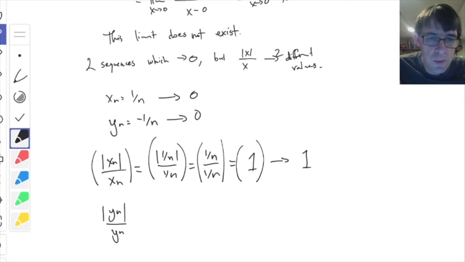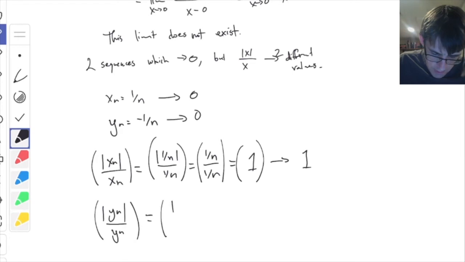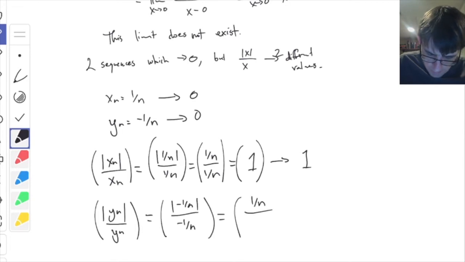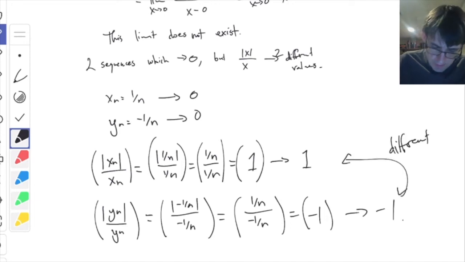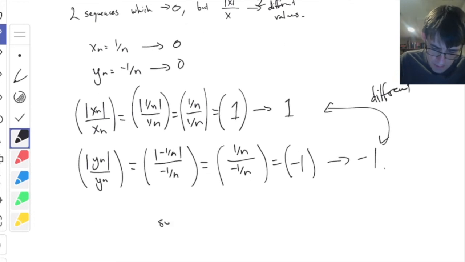What happens when you do this one, absolute value of y_n over y_n? I get the sequence absolute value of negative 1 over n, over negative 1 over n. Take the absolute value up top, you get 1 over n over negative 1 over n, and this is negative 1 every time, which of course converges to negative 1. And the fact that these are different means that the limit does not exist. So the limit as x goes to 0 of absolute value of x over x does not exist.